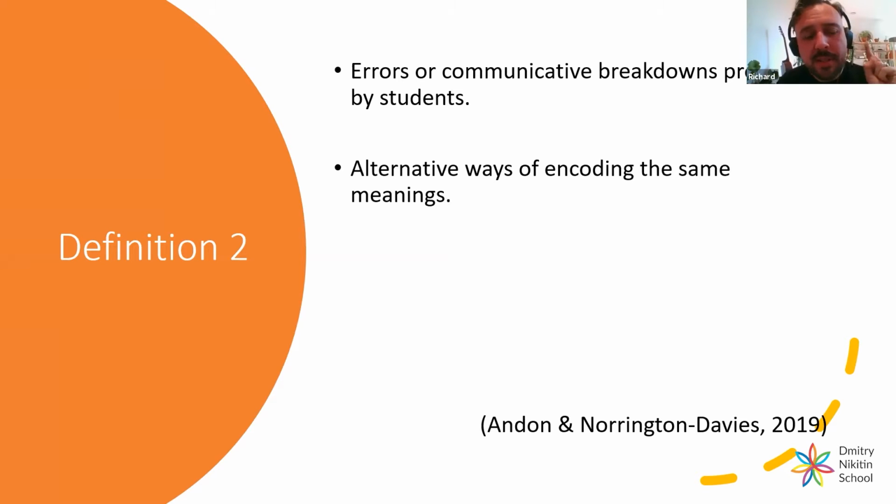Because the learner hasn't necessarily made an error, but we want to give them something more. We want to push them beyond what they can do already. And we'll look at this in a moment.